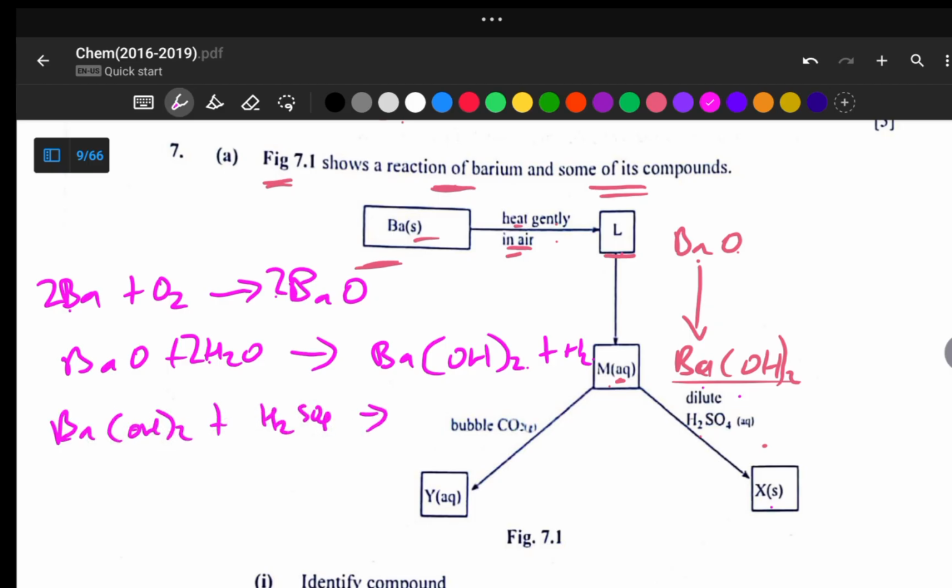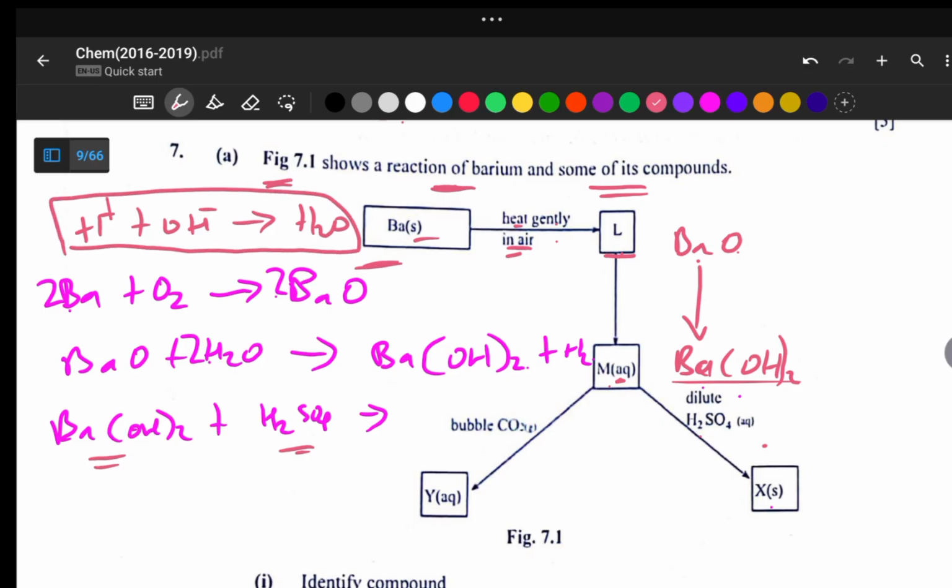And then for the reaction between barium hydroxide and sulfuric acid, barium hydroxide plus sulfuric acid, this one is a neutralization reaction between an alkali and an acid, right? So you must know the ionic equation for the neutralization reaction is the proton plus the hydroxyl ion to give water.